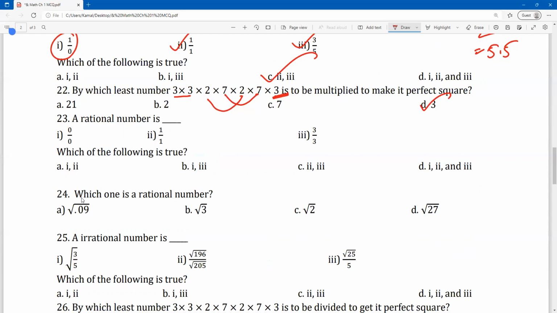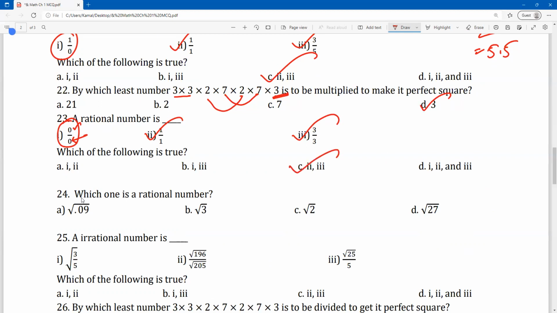A rational number is, this is a rational number, this is a rational number. This one is not a rational number because though it is a fraction, something divided by 0 is not possible in mathematics. There is a math error for the denominator 0. No problem if the numerator is 0, but denominator 0 cannot be placed here. So the correct answer is number 2 and 3.